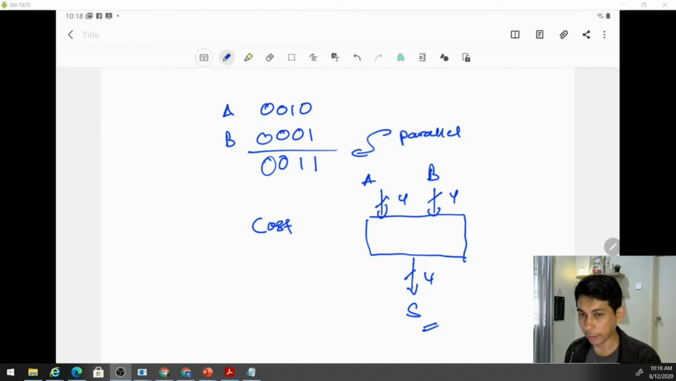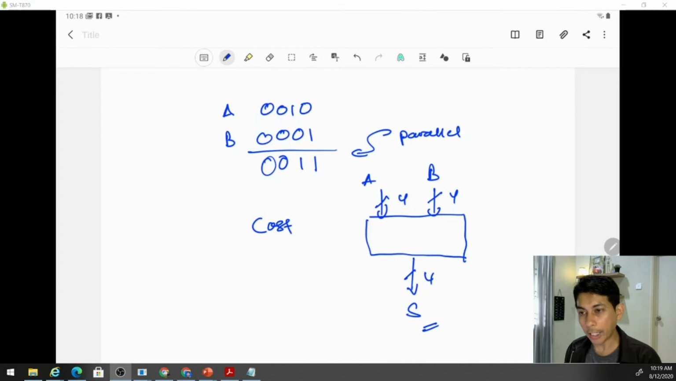And when you increase the size of your circuit, of course, you increase the cost of your design. But in some applications where the speed is not that important, we can compromise, because we want to lower the cost. Maybe we can add the numbers in serial. Most of the design, we use serial.